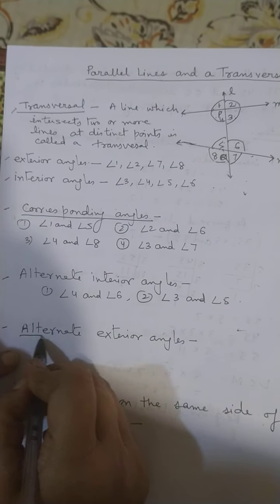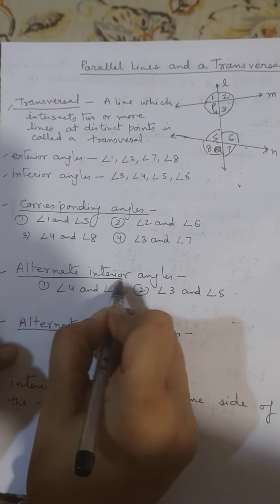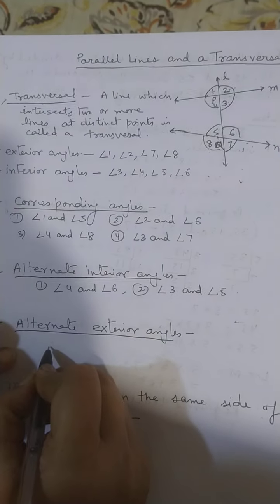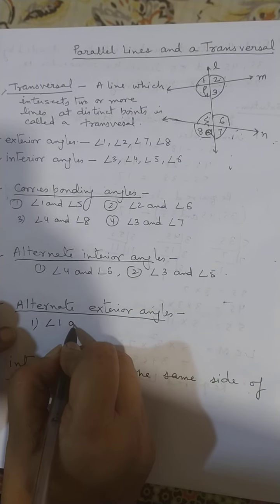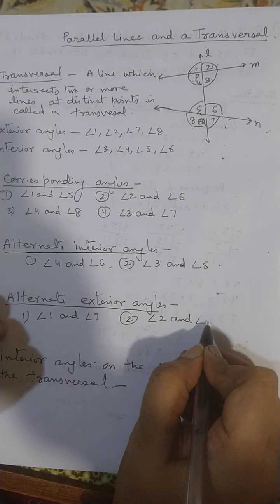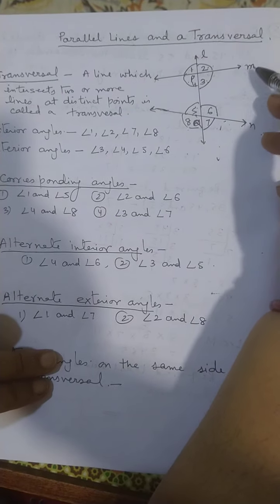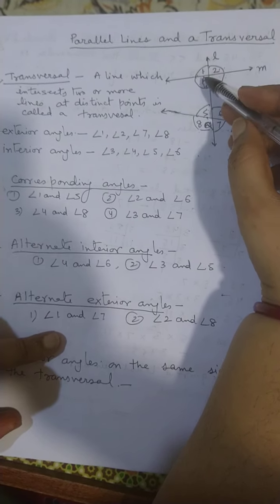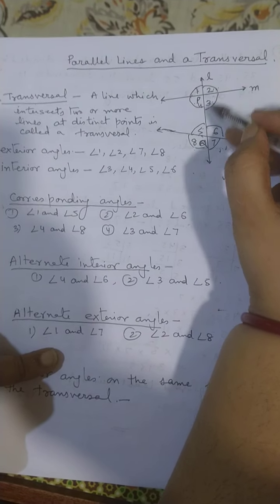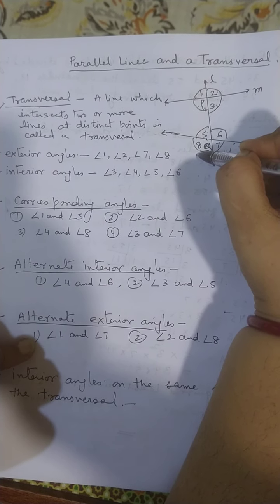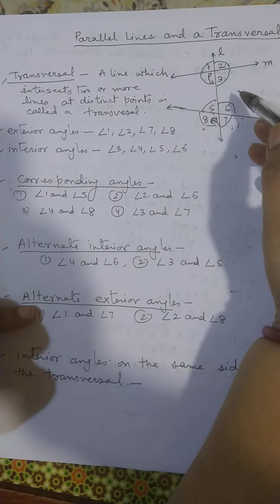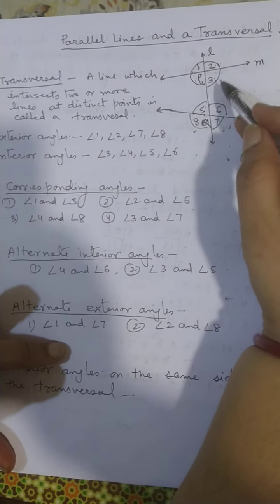Same way we have alternate exterior angles, that is 1 and 7, 2 and 8, which are in the exterior of the two lines. So they are alternate exterior angles and they are on the opposite sides also. Now we see that there are interior angles on the same side of the transversal.